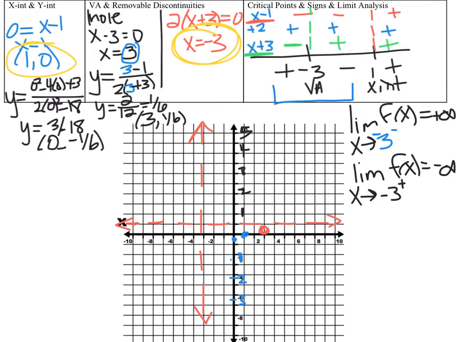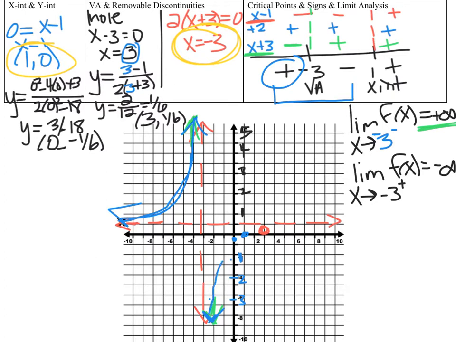Let's add in from our asymptotes. To the left of -3 is going up. To the right of -3 is going down. And now we look at our sign chart. Left of -3, everything's positive, and we're not crossing our horizontal asymptote. On the right side, we're negative between -3 and our x-intercept.